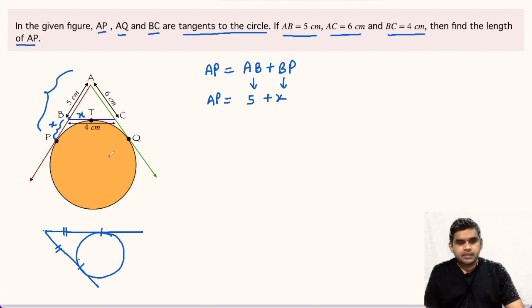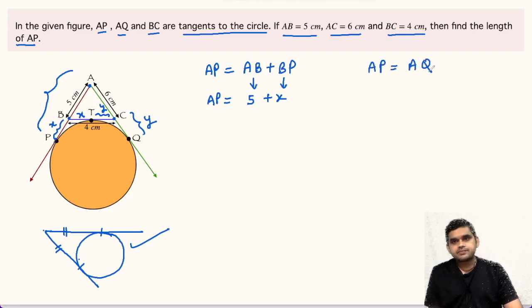Likewise, let us apply this theorem taking point C as the external point. So length CQ will be equal to CT. Let us assume CQ as y. So CT will also be equal to y. And finally, let us apply this theorem taking A as the external point. So from here we will get AP is equal to AQ. So we can write AP is equal to AQ.